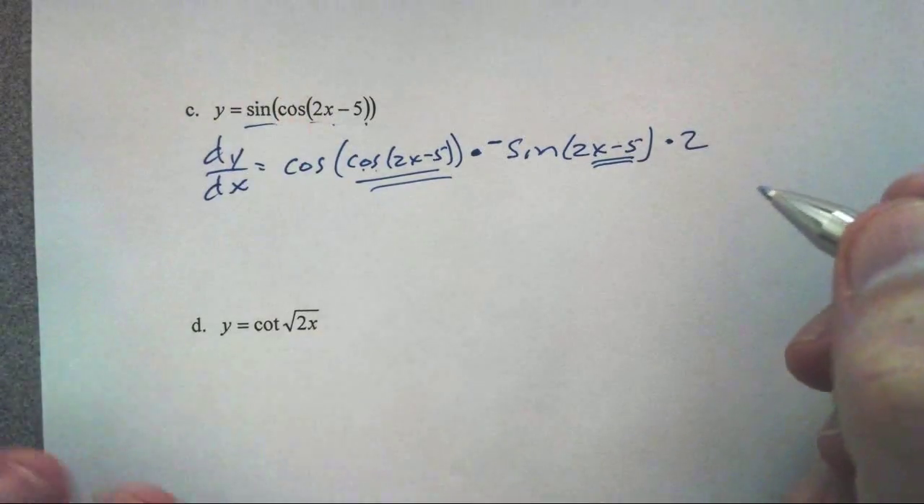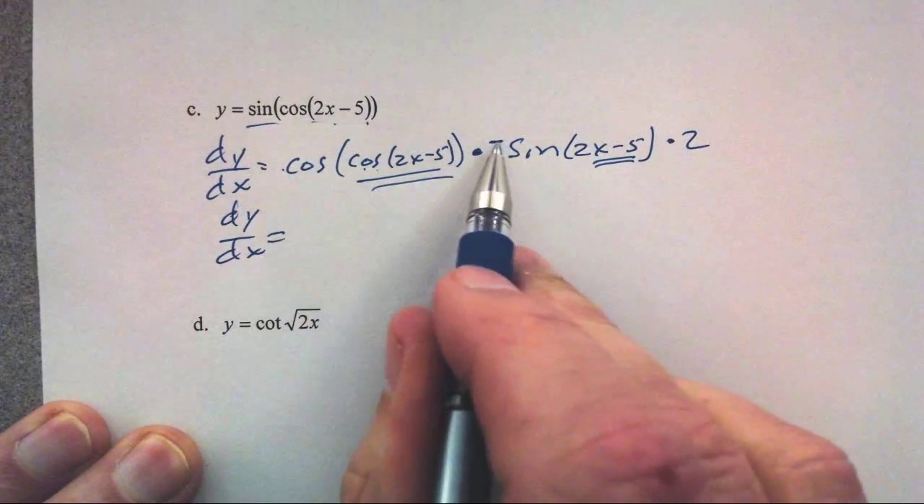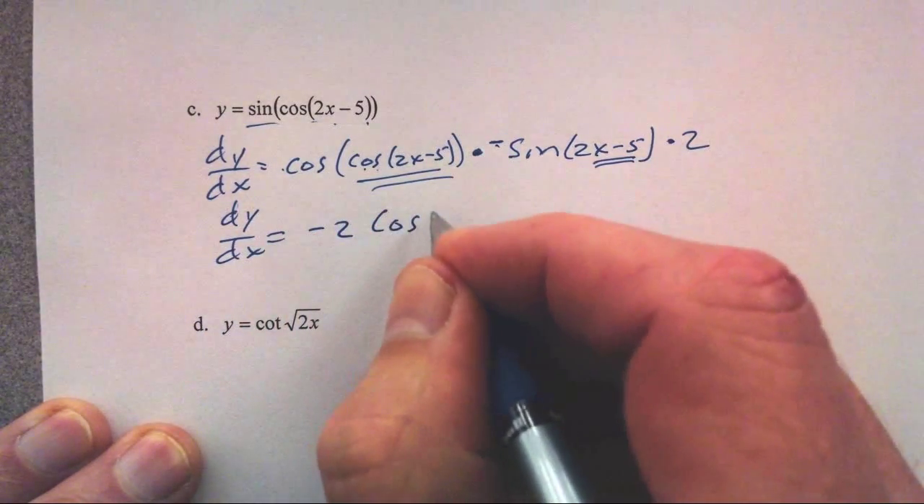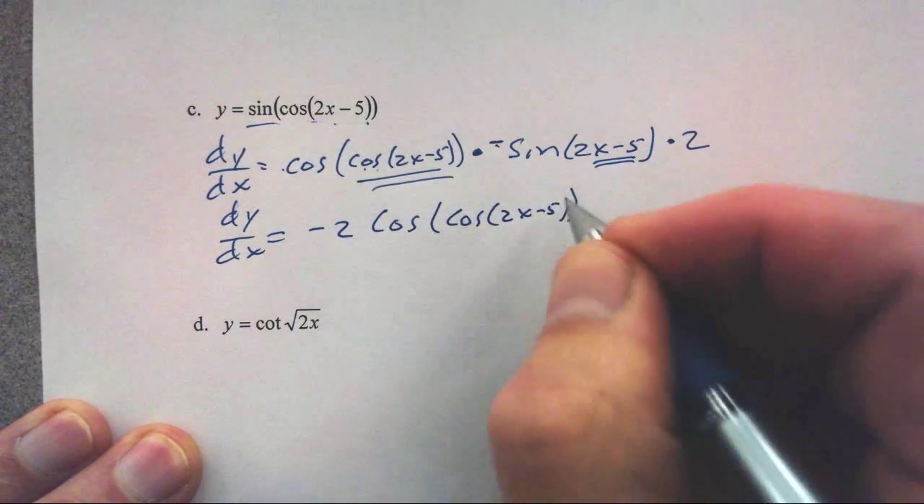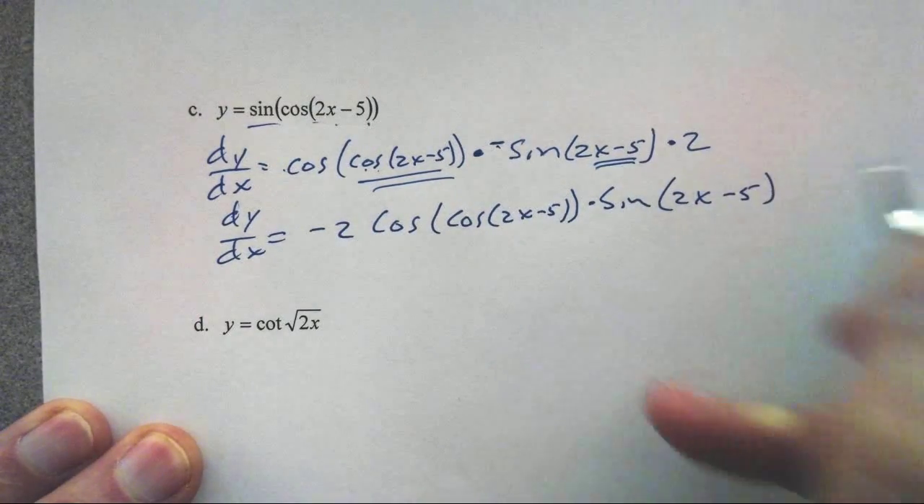The derivative of cosine is negative sine, leave its baby alone, and then find the derivative of that baby, 2. So dy dx is, I've got a 1 times a negative 1 times a 2, negative 2, cosine of 2x minus 5 times sine of 2x minus 5.